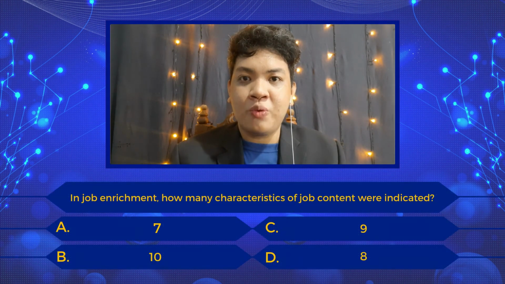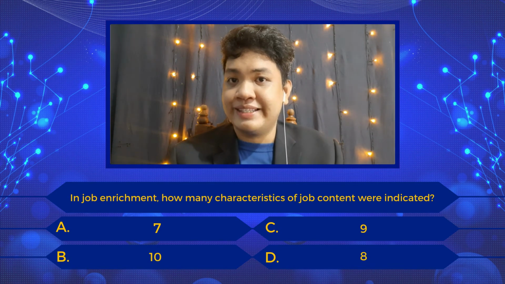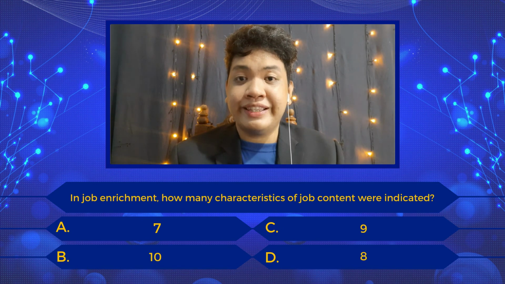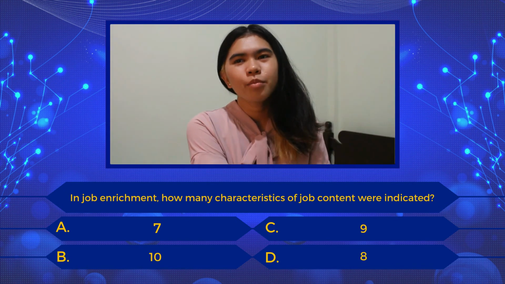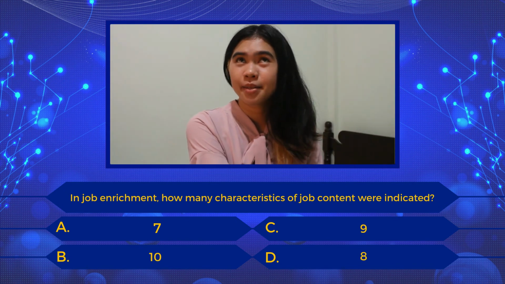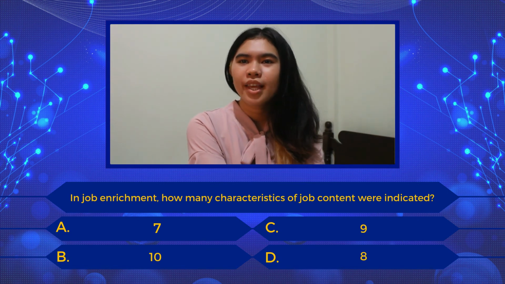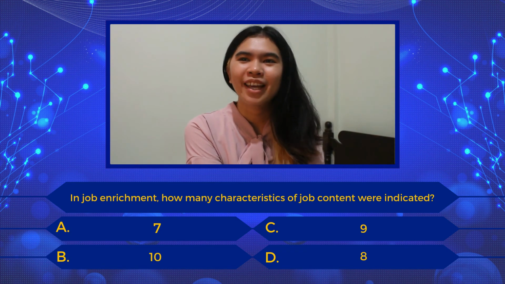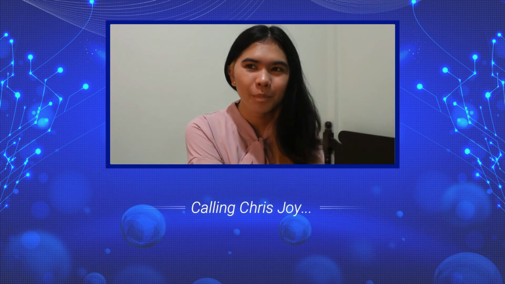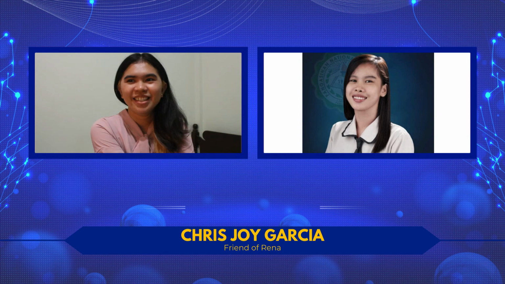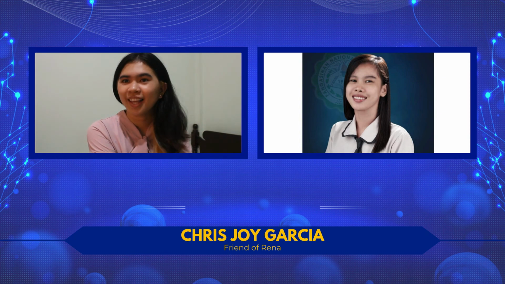Okay, for 1,850,000 pesos, in job enrichment, how many characteristics of job content were indicated? A. 7, B. 10, C. 9, or D. 8? I am choosing if the answer is B or C, but I can't decide well at the moment. With this, can I use my third call a friend lifeline? Medyo tricky itong question. Can you spare me some time and knowledge about the characteristic of job content?